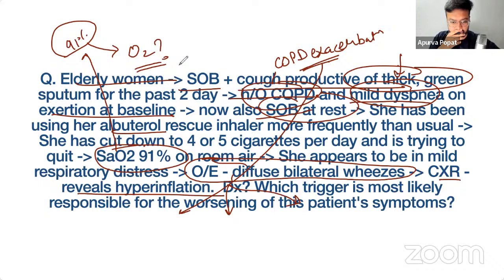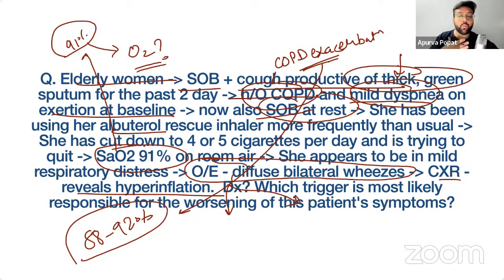No. Technically, no. We want the saturation to be maintained at 88 to 92% in a COPD patient. The reason I would not give a lot of oxygen to this patient is because of what will happen if you give oxygen: carbon dioxide retention. Yes, if you give oxygen, their respiratory drive will become low and they will develop hypercapnia because of VQ mismatch and loss of respiratory drive.